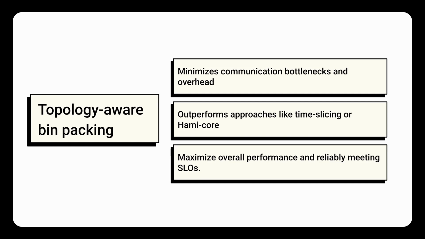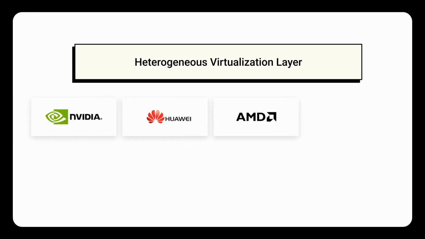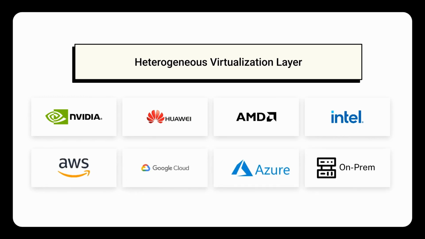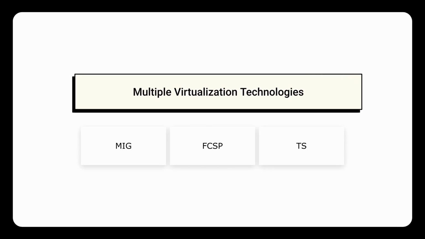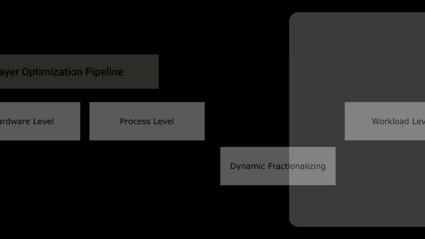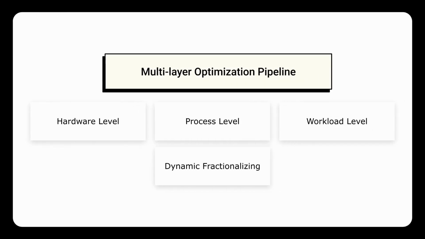So that's a quick overview of how GPU virtualization works inside Bud AI Foundry. Its heterogeneous virtualization layer supports GPUs from multiple vendors, as well as GPU as a service from major cloud providers. It employs multiple virtualization technologies, enabling GPU slicing not just on high-end data center cards, but on almost any GPU. With its multi-layer optimization pipeline and dynamic fractionalizing, Bud ensures maximum performance and near-perfect resource utilization, while still maintaining complete isolation between workloads.